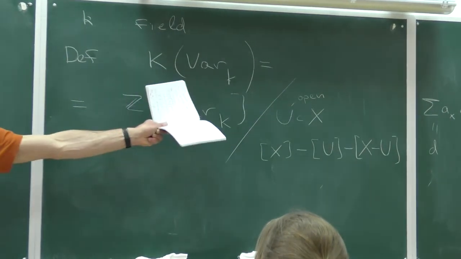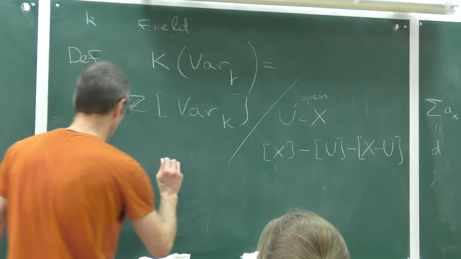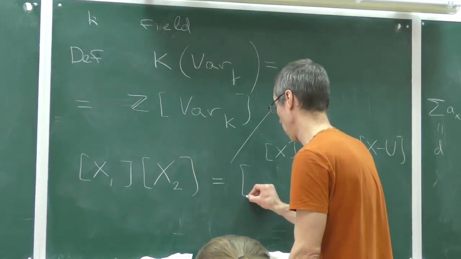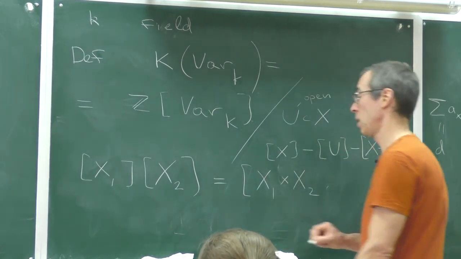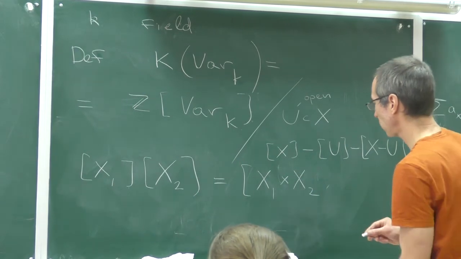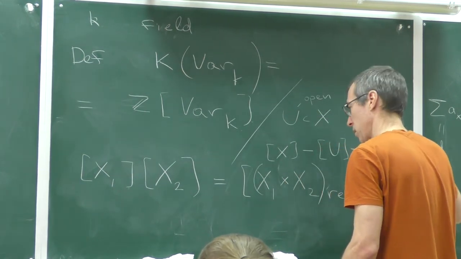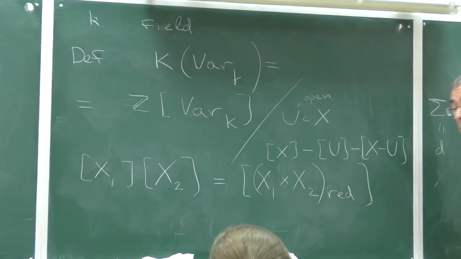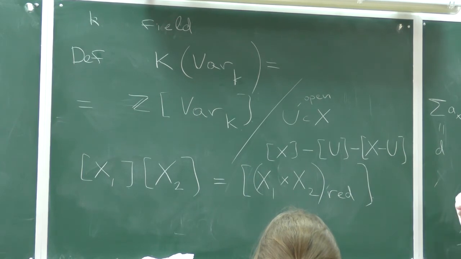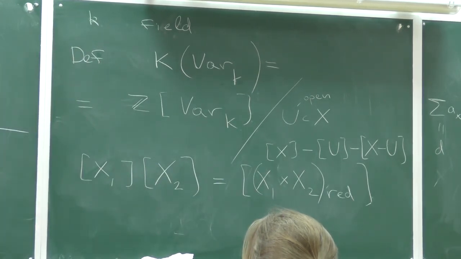This is a group, but in fact it has a ring structure. The ring structure is defined by the following formula. If you want to multiply two classes, then you just look at the class of X1 times X2. If k has characteristic p, this need not be reduced, and I want to take the reduced one just to make sense of it, because my variety is always reduced. So this defines a ring structure. Let's leave this at the blackboard, and now I will give you a definition.